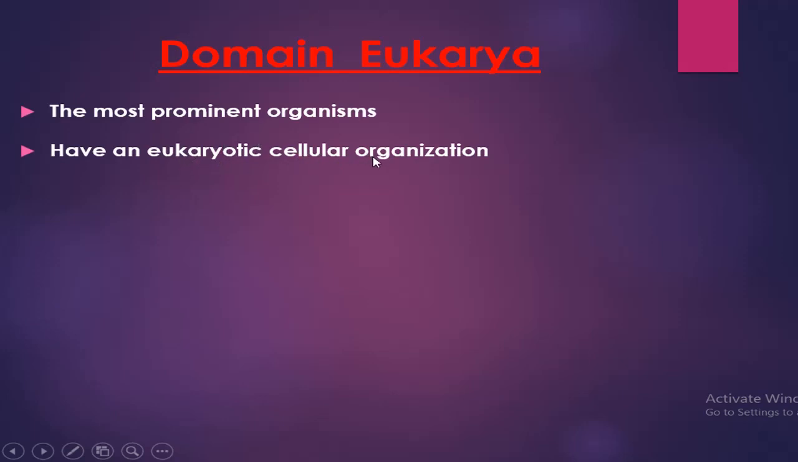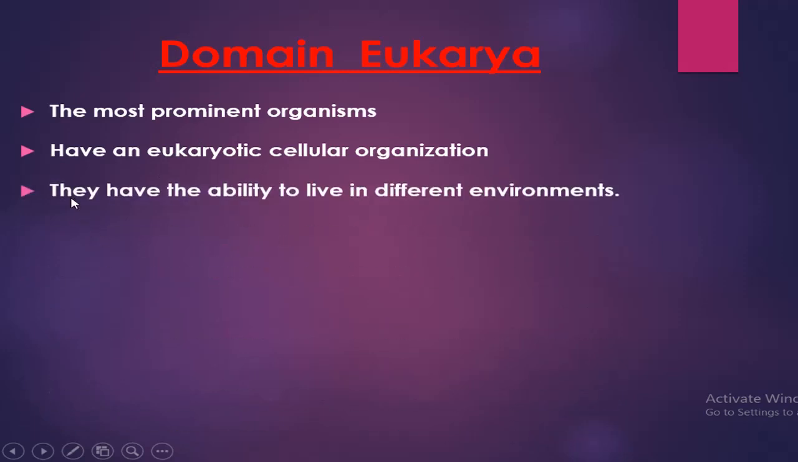Eukaryotic cellular organization means having an organized nucleus. Under this topic we have learned about points. One of them is that they are the most prominent organism. The second is that they have an eukaryotic cellular organization. The third is that they have the ability to live in different environments.